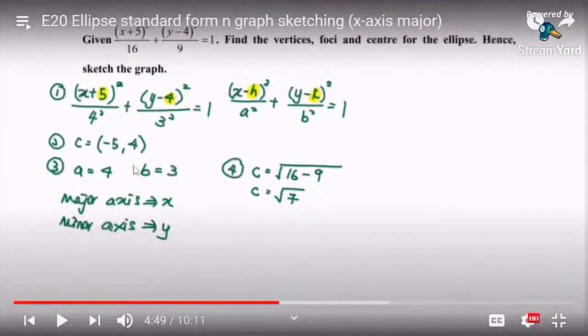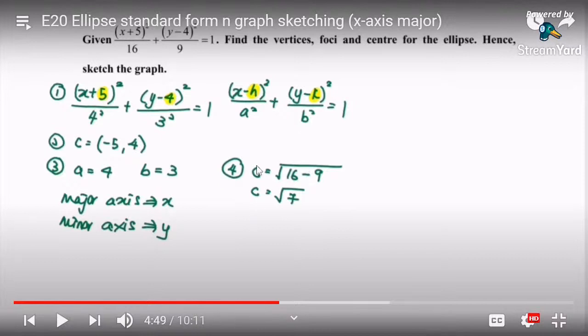So nampak? Dari sini, saya dapat value A, okay, value B. So kena ingat 16 adalah 4 squared, 9 adalah 3 squared. So value A is 4, B is 3. So 4 is greater than 3, meaning that A is greater than B. So major axis will be your x-axis, and then minor automatically belongs to y. So the following step is to find the value C.